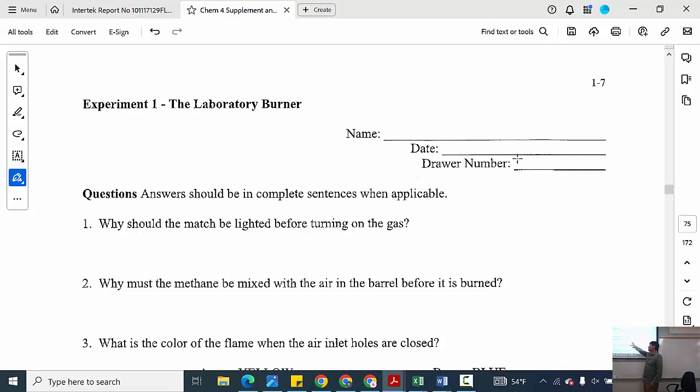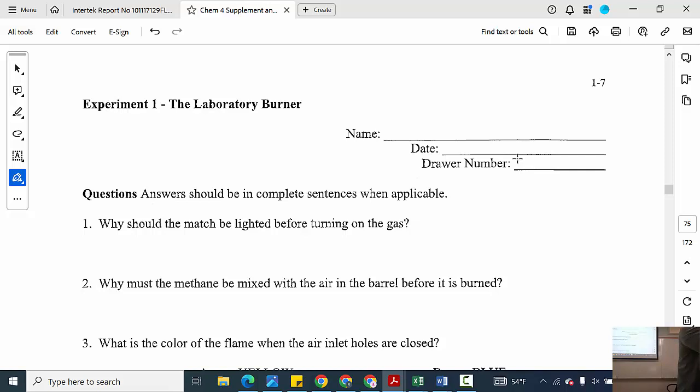But anyway, let's finish this lab here. Why should the match be lighted before turning on the gas? This is going back to the Bunsen burner. When we ignite the Bunsen burner, do we turn the gas on first, or light the match first? We want to light the match first. Why?